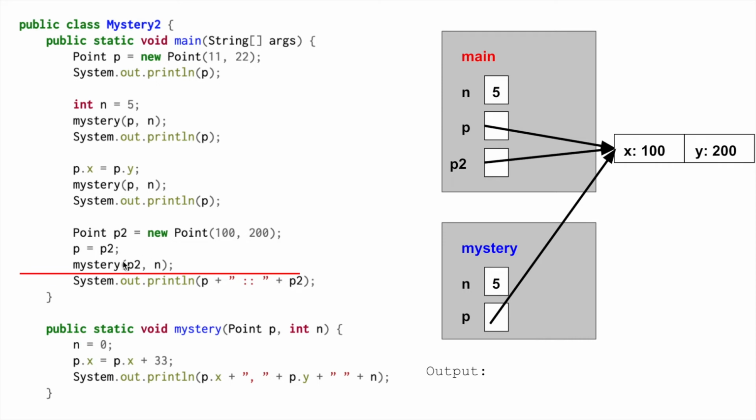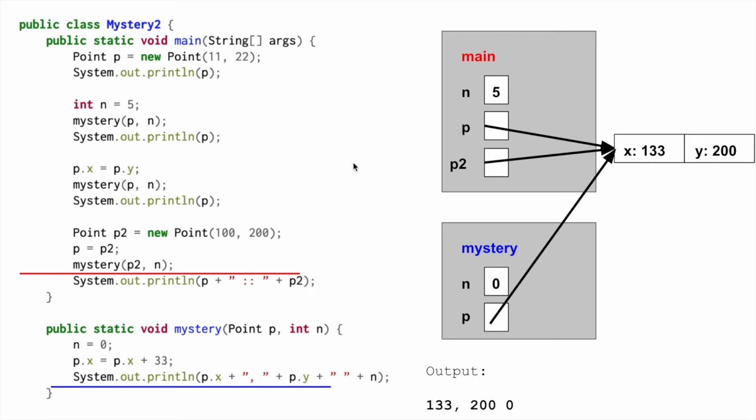And then next, I'm going to call mystery for a third and final time from main. Again, we have to set up mystery's variables and arguments just like we did before. So I'm going to copy over n, I'm going to copy over p. Again, I copy the arrow because that's what p is, and then I start running mystery. Again, this n down here is the one that's set to 0. Again, I take this p variable in mystery, I see where the arrow goes, and then I increase the x value of the object I land at by 33. So it goes from 100 to 133.